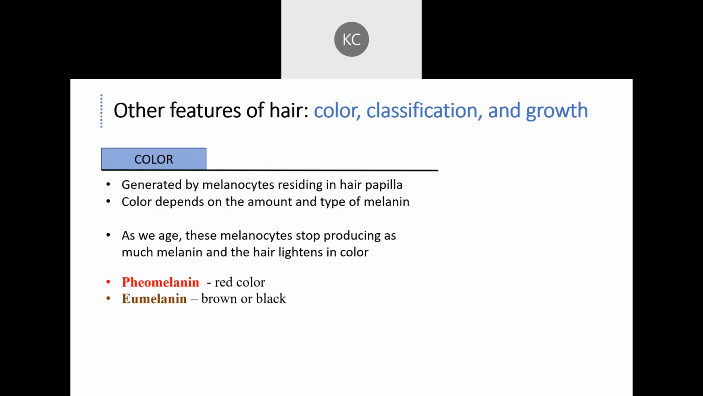And then we have another type which is called pheomelanin, and pheomelanin is different than eumelanin. It's what is most commonly found in individuals with more fair skin, they're lighter complected, and those that have red color hair to them as well.